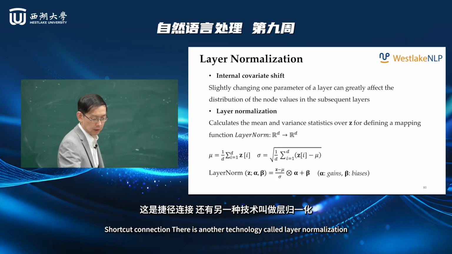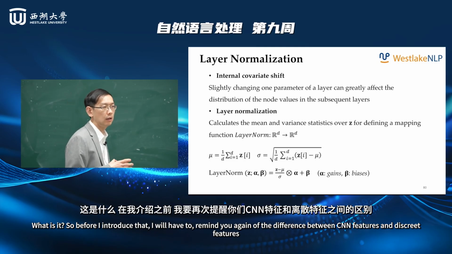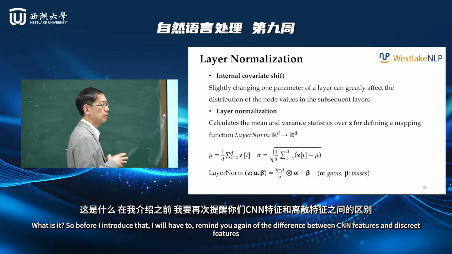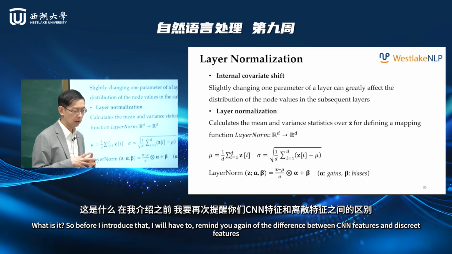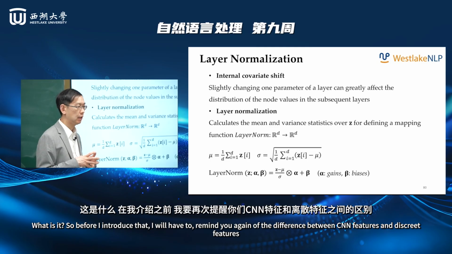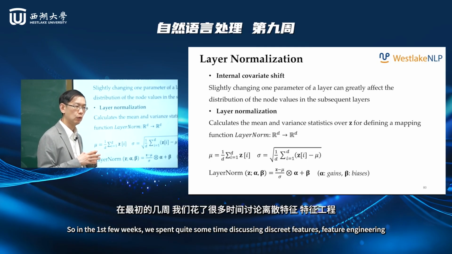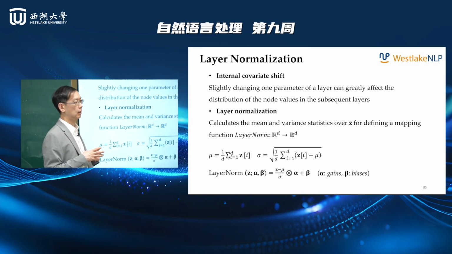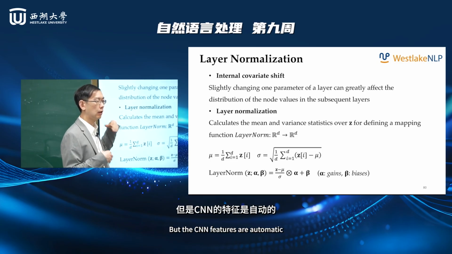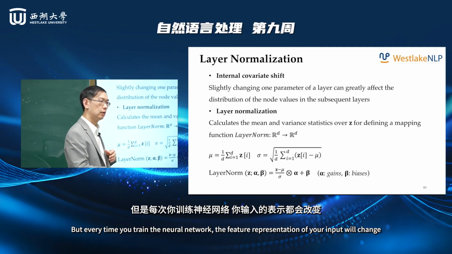There's another technology called layer normalization. What is it? Before I introduce that, I will have to remind you again of the difference between CNN features and the discrete features. In the first few weeks, we spent quite some time discussing discrete features, feature engineering. But the CNN features are automatic. But every time you train a neural network, the feature representation of your input will change.